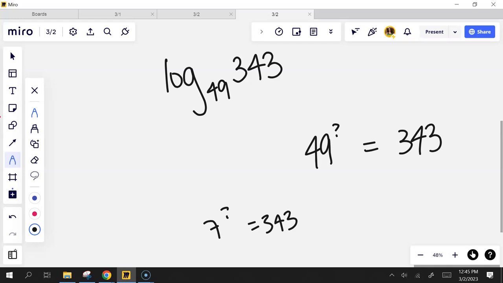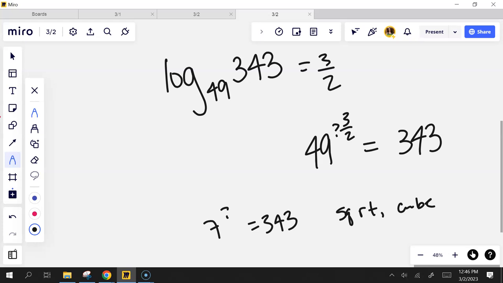Remember whenever I told you in Algebra 2, recognize cubes up through at least 9. 7 to the third is 343. So if I took the square root of this and then cubed it, how could I write that as an exponent? That's right, 3 over 2. The over 2 accounts for the square root, and then I need to raise it to the third power. So this would equal 3 over 2.